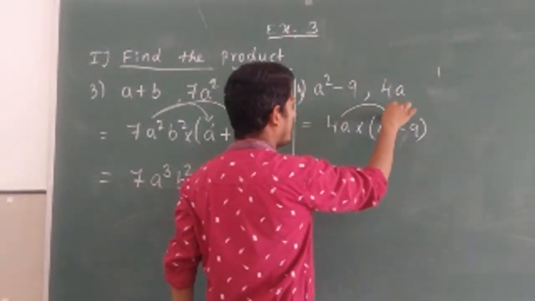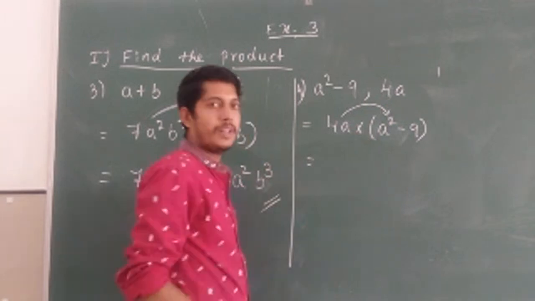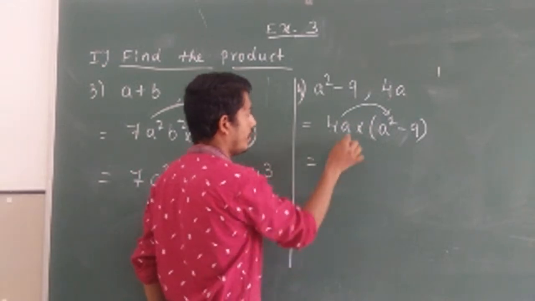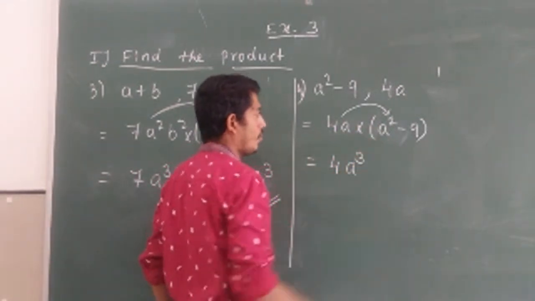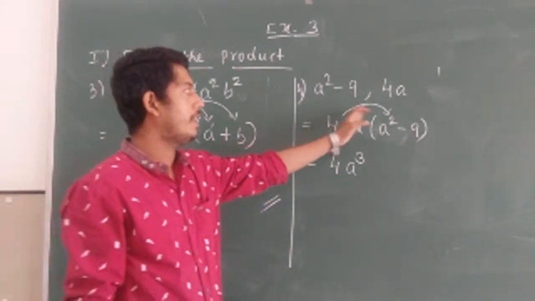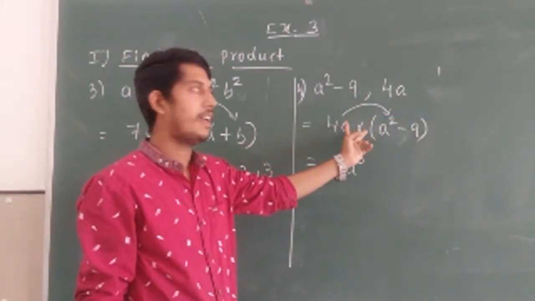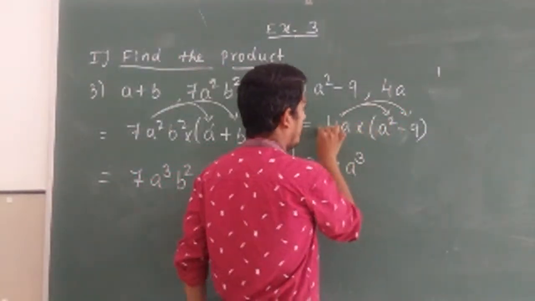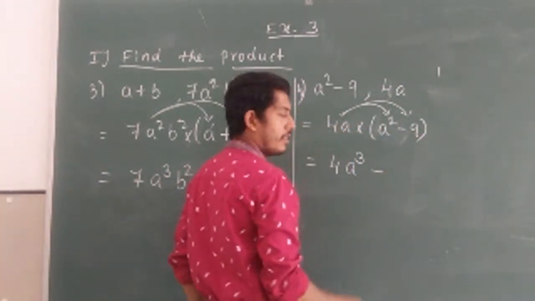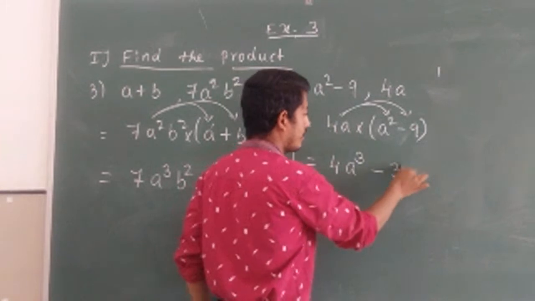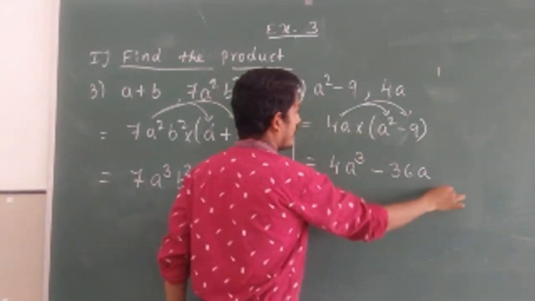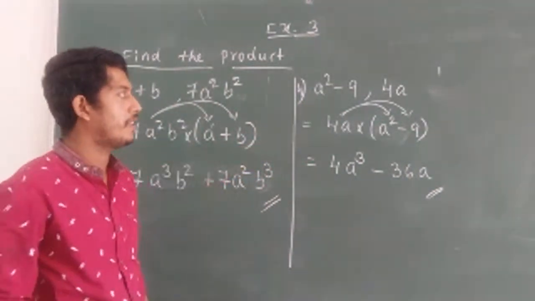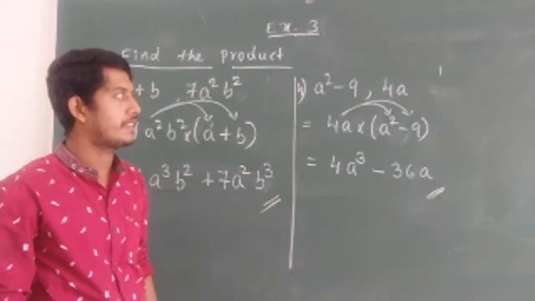First I will multiply the sign. Plus into plus, plus, and 4 into constant term, that is 4. A into a square, it becomes a cube, because the exponent values are 1 and 2, and the base term is a here, so 1 plus 2, it becomes 3. Then next, plus into minus, minus, 4 nines are 36. Therefore, the solution of a square minus 9 into 4a gives 4a cube minus 36a.